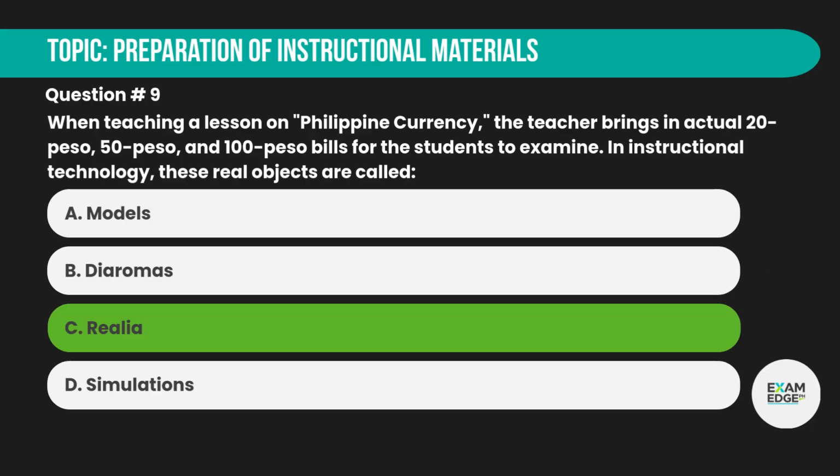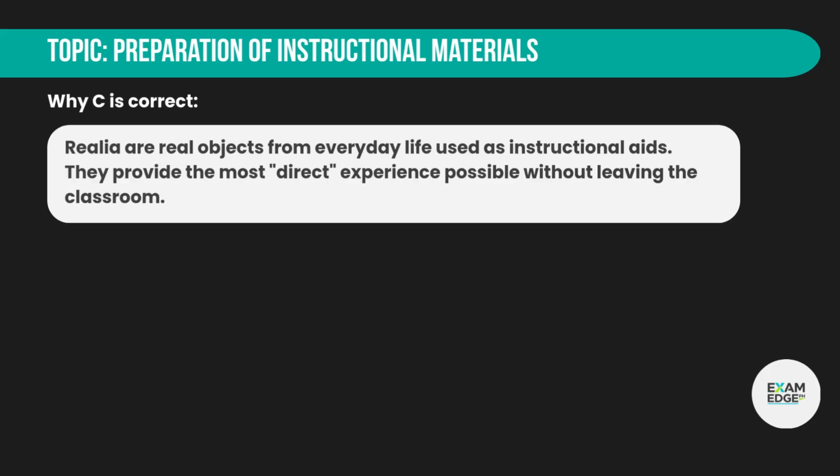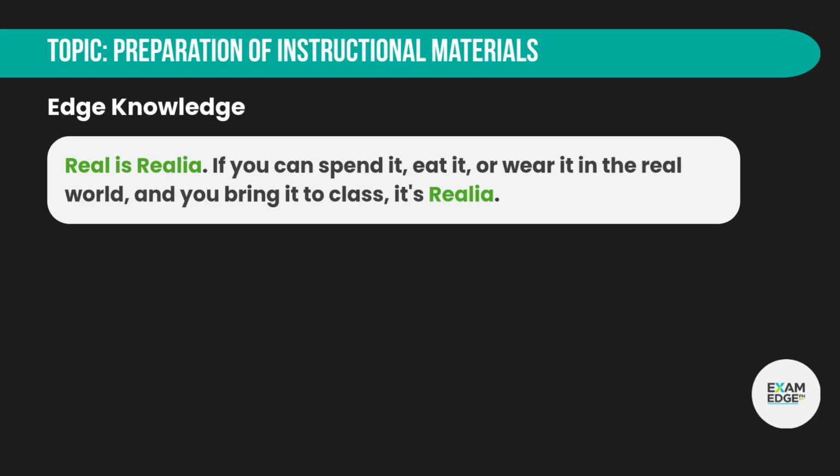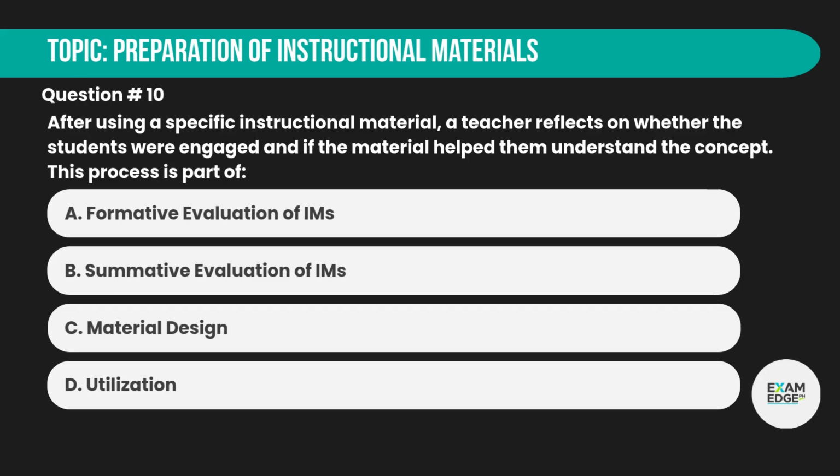Correct answer: C. Realia. Why C is correct: Realia are real objects from everyday life used as instructional aids. They provide the most direct experience possible without leaving the classroom. Why the wrong answers are wrong. A. Models: scaled representations, e.g., a plastic 5-foot-tall coin. B. Diorama: a 3-dimensional miniature scene, e.g., a shoebox market. D. Simulation: an imitation of a process. Edge knowledge: real is realia. If you can spend it, eat it, or wear it in the real world, and you bring it to class, it's realia.